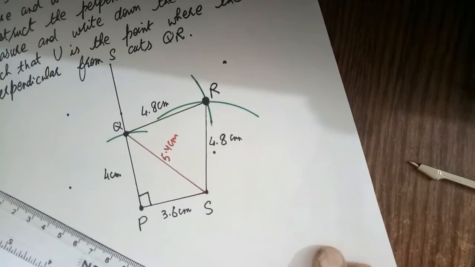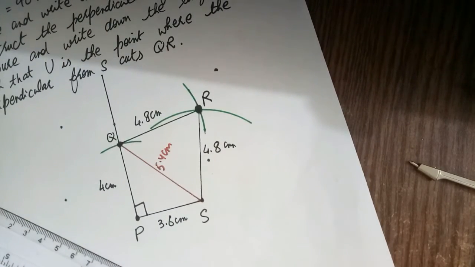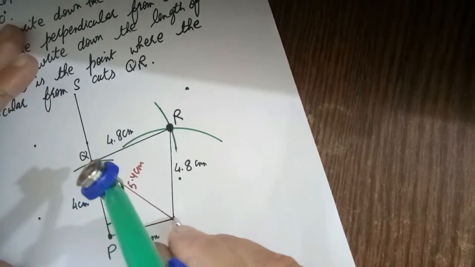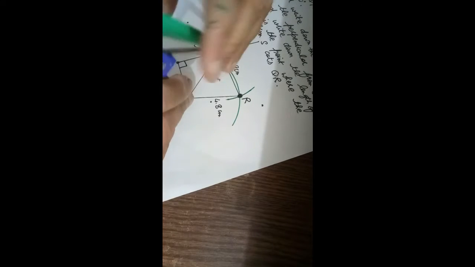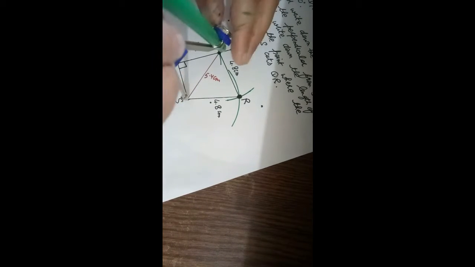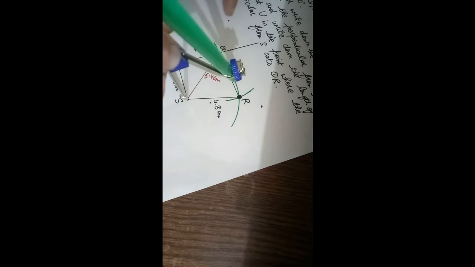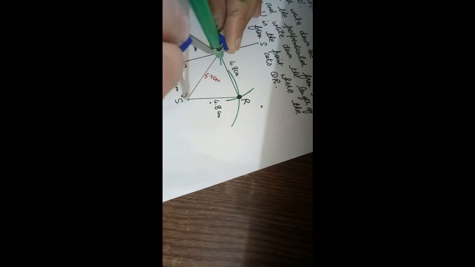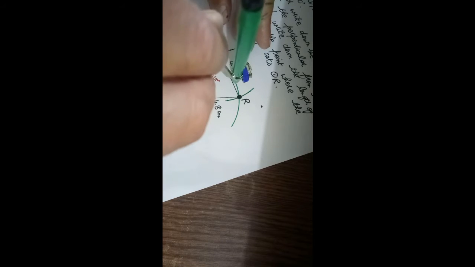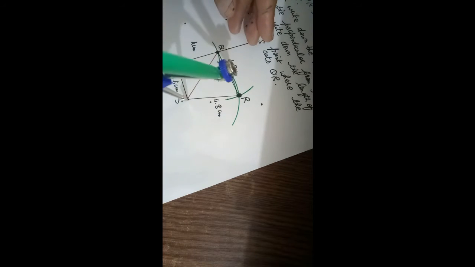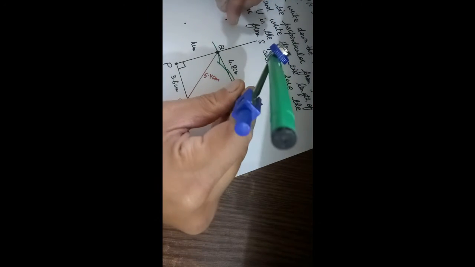Next, part 2. Construct the perpendicular from S to QR. So draw the perpendicular from S. Place the compass needle at S and then intersect this straight line QR at two different points. The first one and this is the second one. So we got two points.